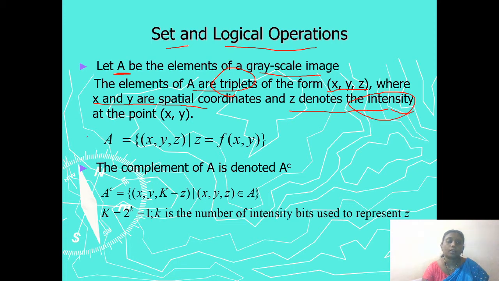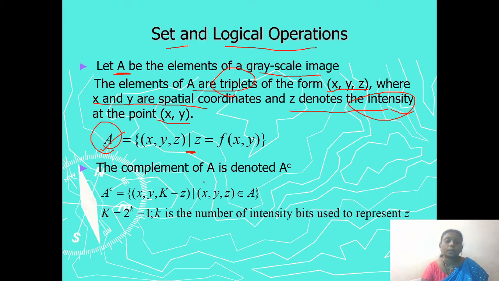Then at the point x comma y, the set A is defined as x comma y comma z such that z is equal to f of x comma y, the intensity value of z. This is the set definition for a grayscale image. We are denoting the grayscale image with A here.